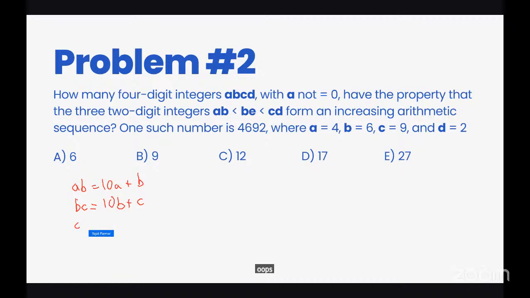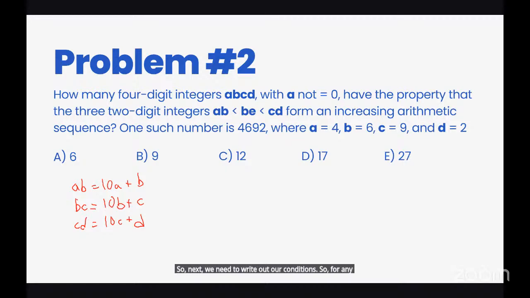Oops. Can we go back? There we go. CD is equal to 10C plus D. All right, so next we need to write out our conditions.